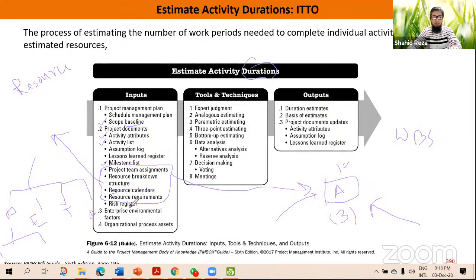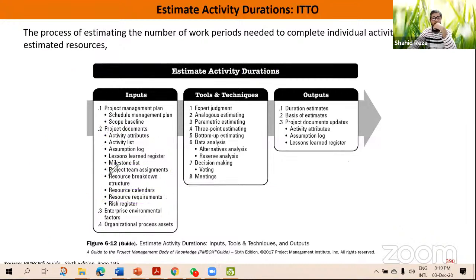And the last one is resource requirements. That means for each activity, what type of resource you need and what quantity of resource you need. Those two things are known as resource requirements. To complete activity A, what type of resource I need and how much resource I need. So that is actually resource requirements.